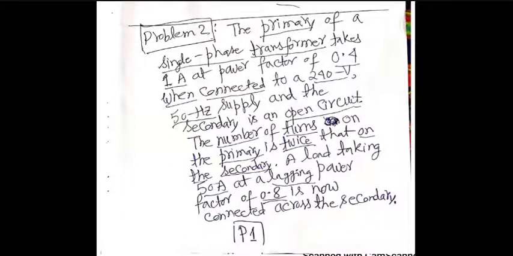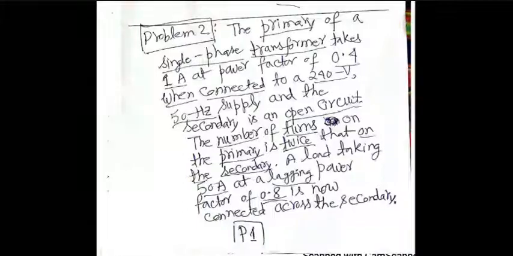So the primary of a single phase transformer takes 1 ampere. This is only magnitude, 1 ampere. There is a phase angle which will be cos inverse of 0.4 at a power factor of 0.4 when connected to a 240 volt 50 hertz supply. That is at the input, I suppose. And the secondary is an open circuit. Okay. The number of turns on the primary is twice that on the secondary. So a is 2.